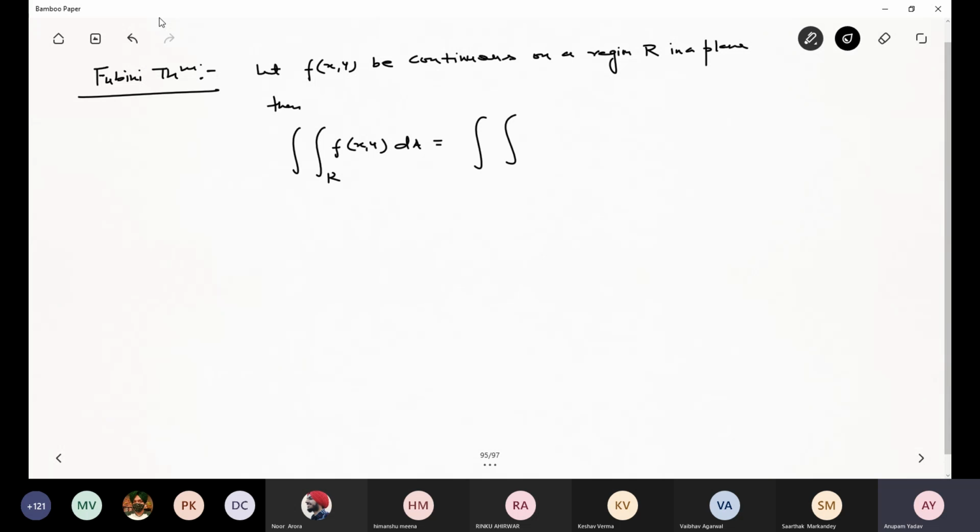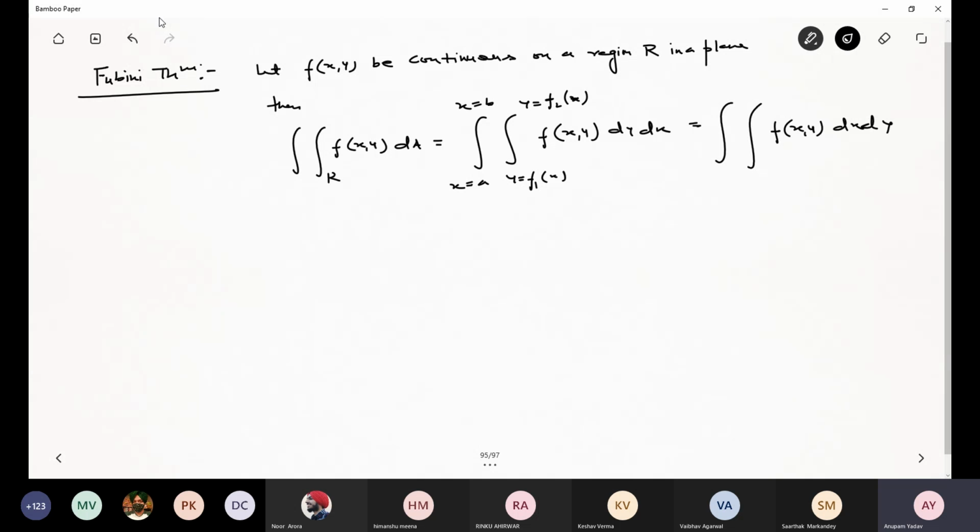will be equal to the double integral of f(x,y) dy dx, where y equals f1(x) to y equals f2(x) and x equals a to x equals b, and the same integral will be equal if we reverse the order of integration: f(x,y) dx dy, where x equals h1(y) to x equals h2(y) and y equals c to y equals d.